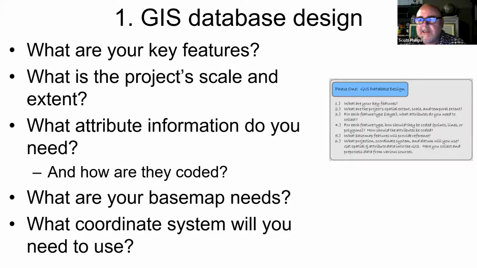What is the project scale and extent? How wide or how extensive an area are we covering? How zoomed in are we? How detailed do we need it to be? Can we get away with something very coarse, or do we need highly detailed data? We need to think about the attributes that we'll need and how they're encoded. We'll talk about that in more detail. And then lastly, details like, what do we need for a base map? Can we just use something that's built into our software, or do we need something else that really helps the reader understand the maps?